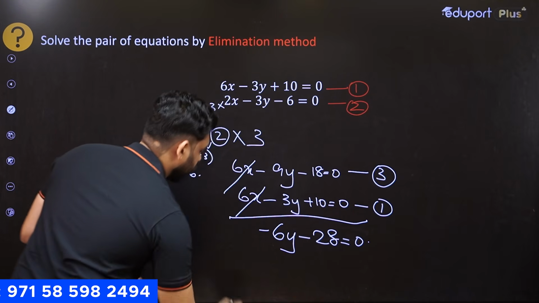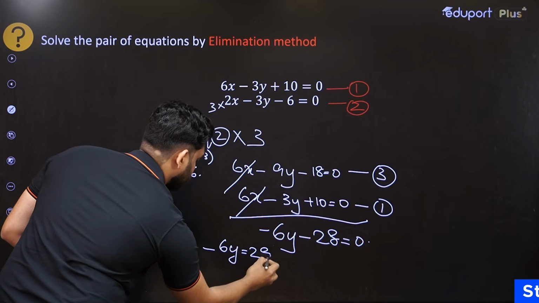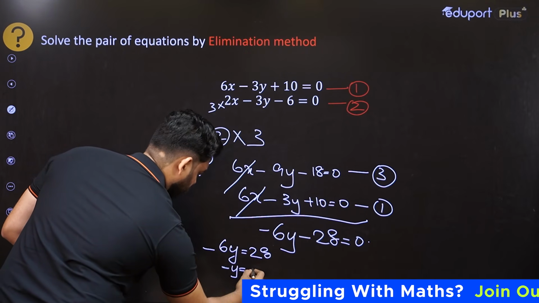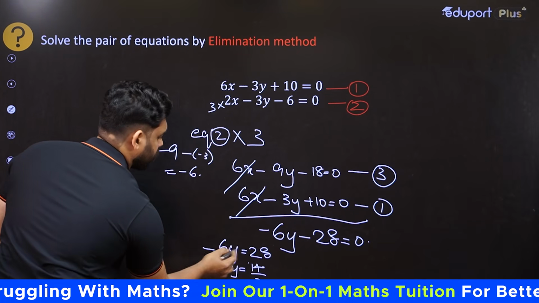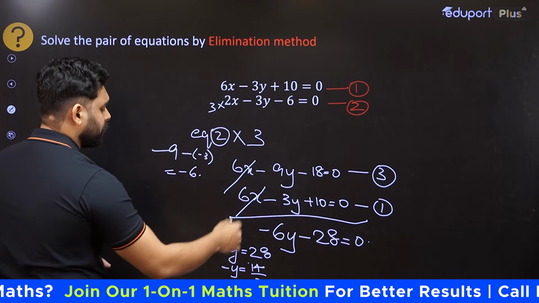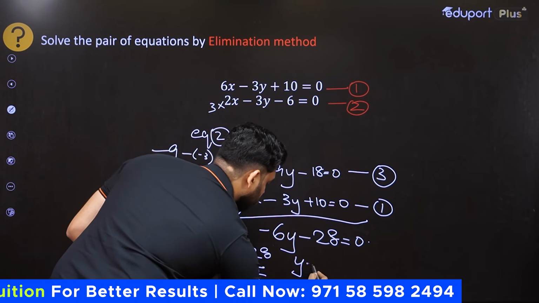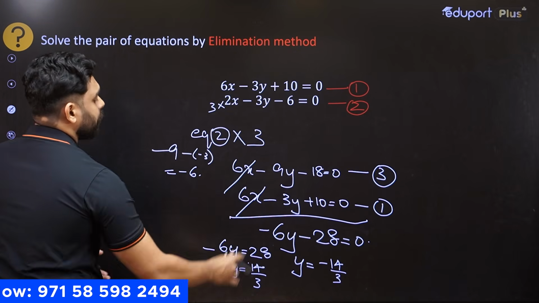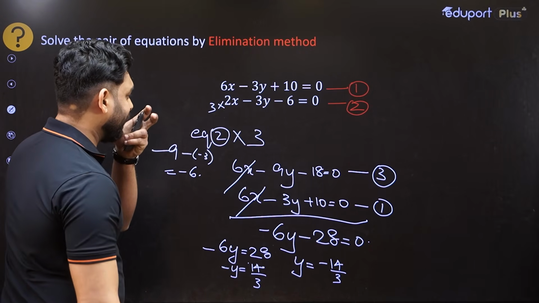So you will get minus 6y is equal to 28 and minus y is equal to 14 by 3. If you take this 6 to here, you will get 28 by 6, then cancelling, you will get 14 by 3. That is y is equal to minus 14 by 3. Okay. Now substitute this y value in the equation. So you will get the x value.